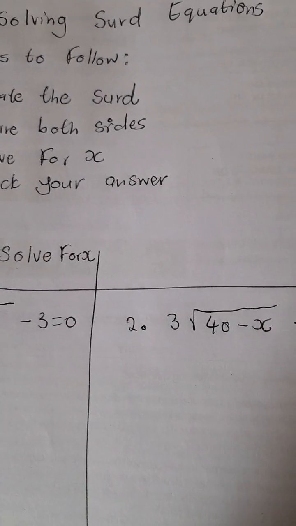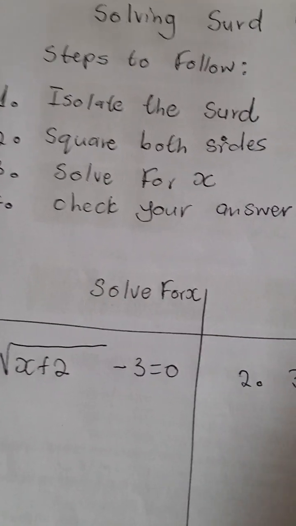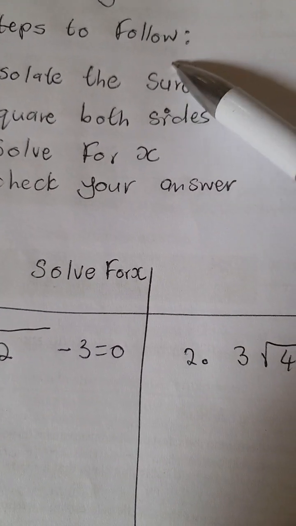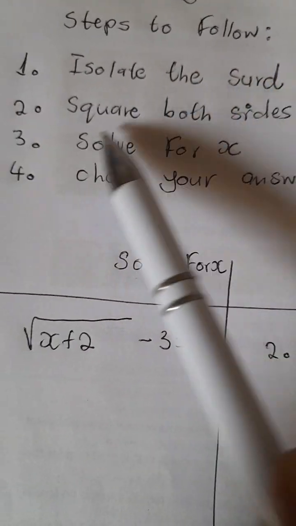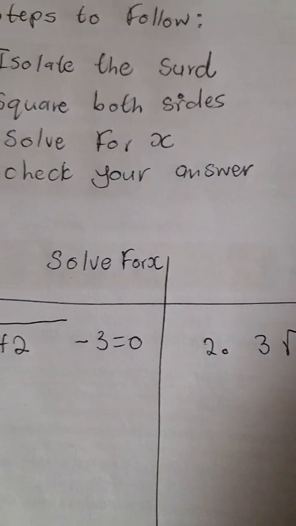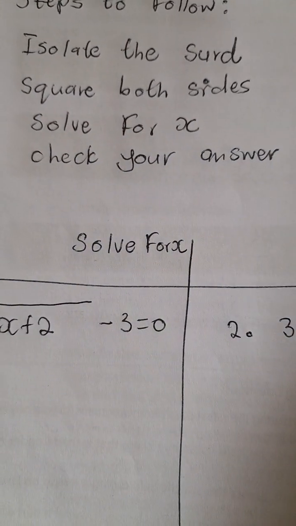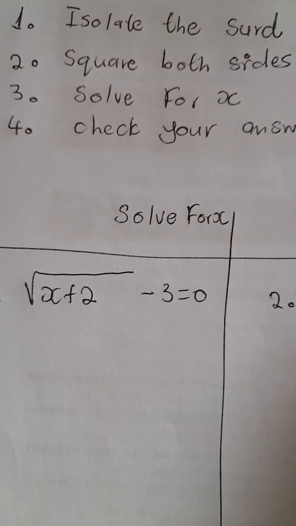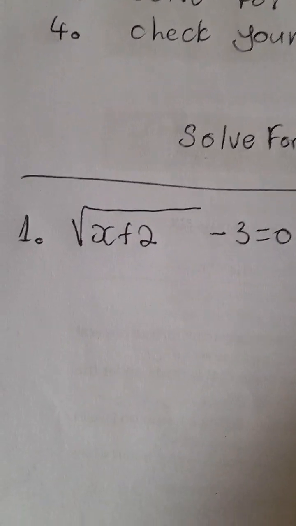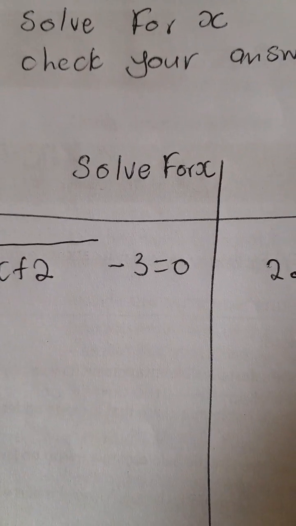equation. Here are the 4 steps that you need to follow. 1. Isolate the surd. 2. Square both sides. 3. Solve for x. 4. Check your answer. Without wasting time, let's get to today's video.